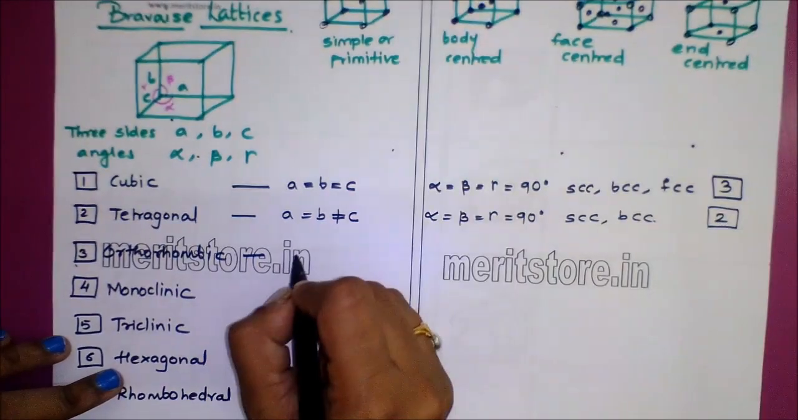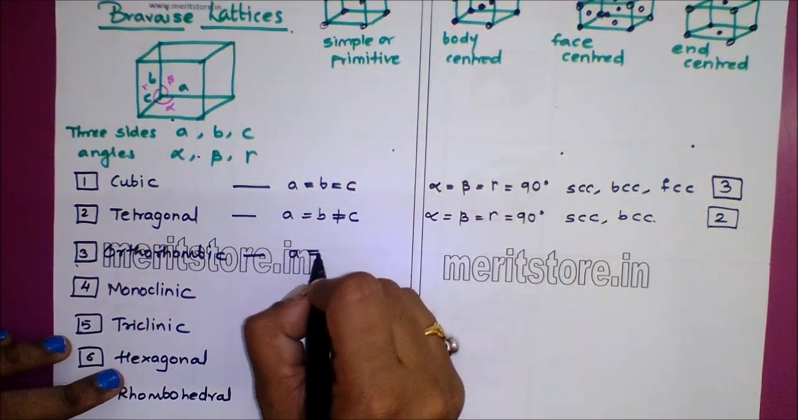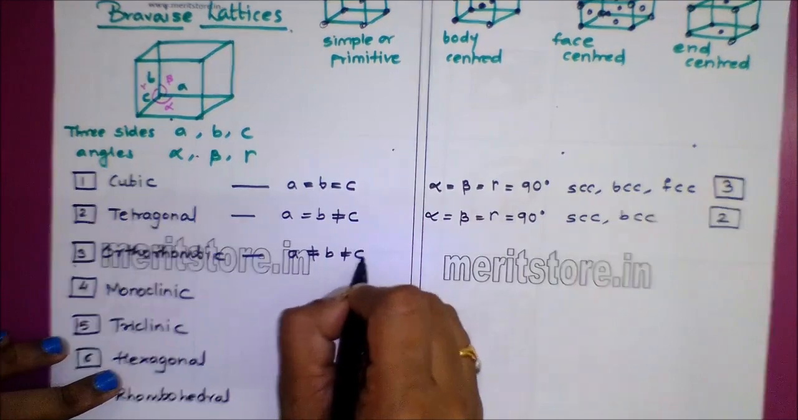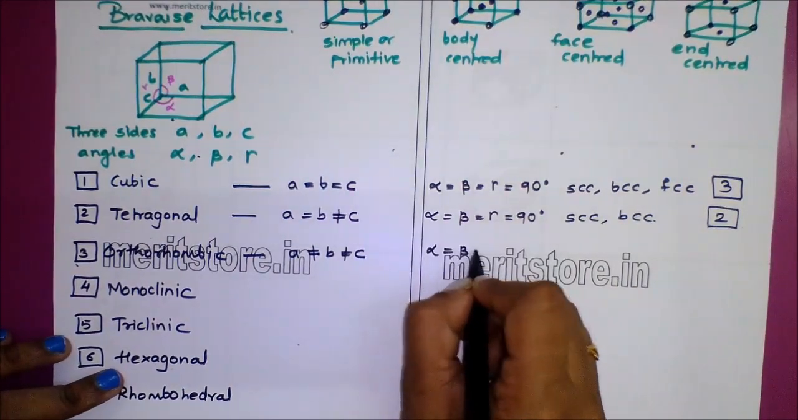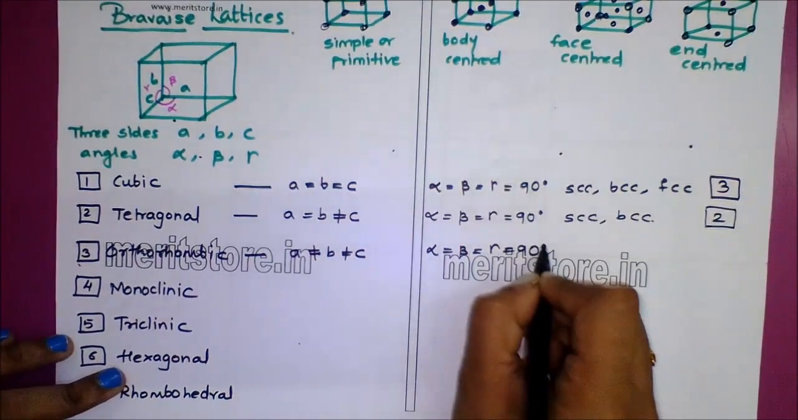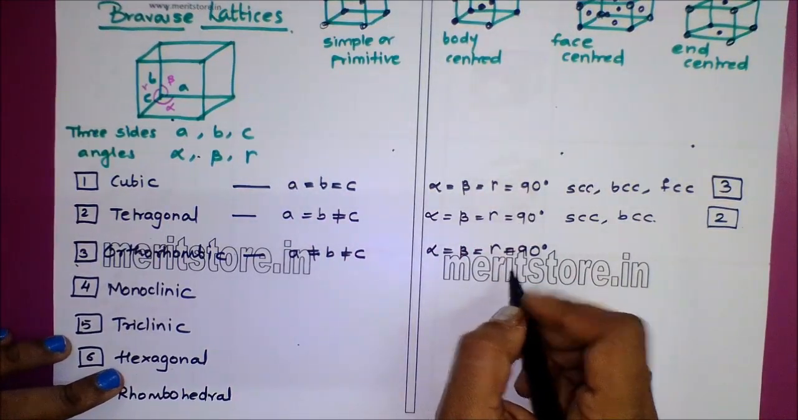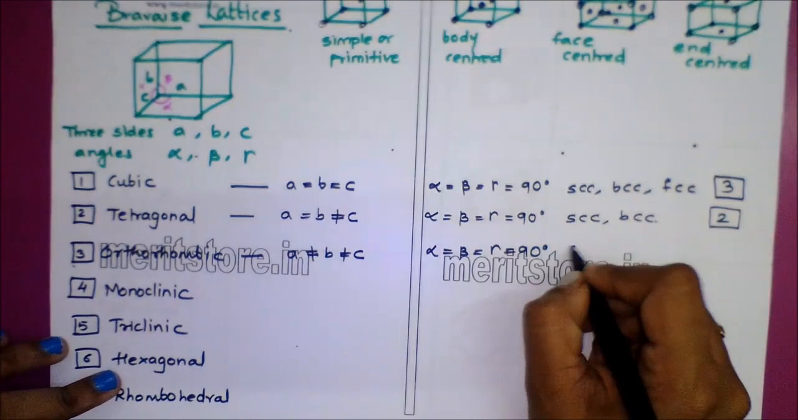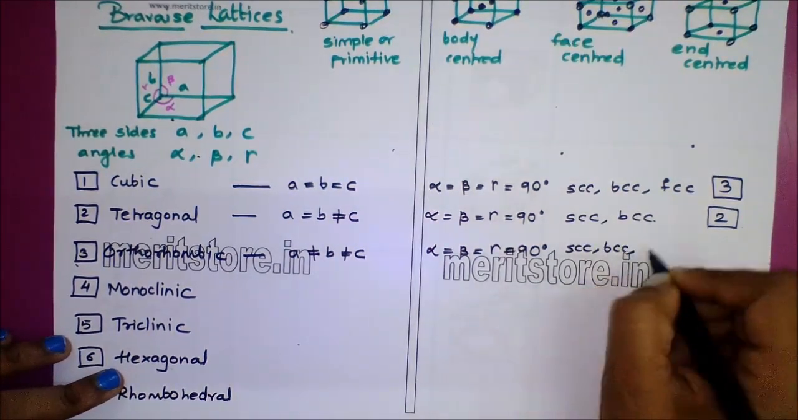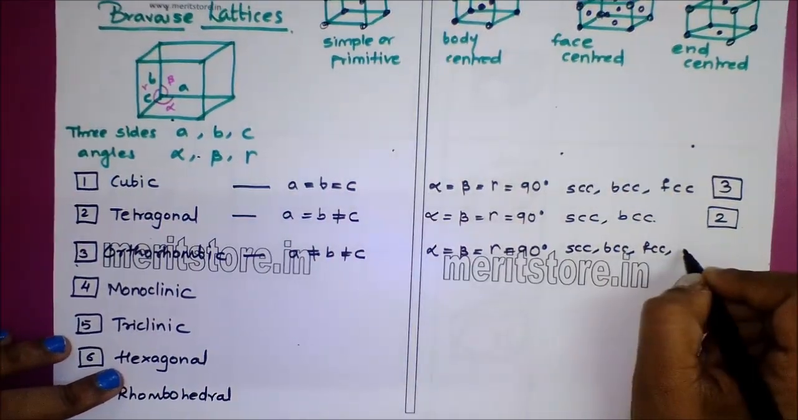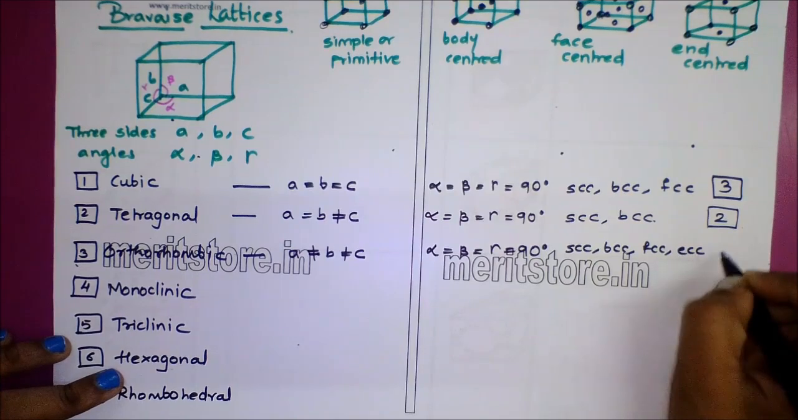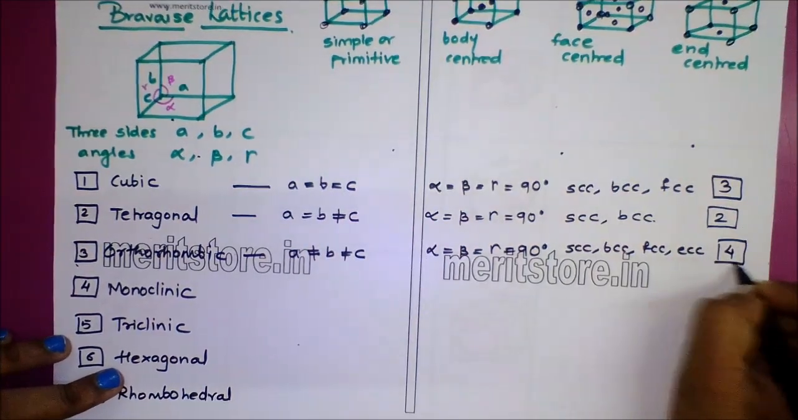Next is orthorhombic, where we have a not equal to b, not equal to c, but alpha = beta = gamma = 90 degrees. All 3 sides are unequal, but still the angles are equal to 90 degrees. Here we have 4 types: SCC, BCC, FCC and the end center, which I will call ECC. So total 4 arrangements are possible.